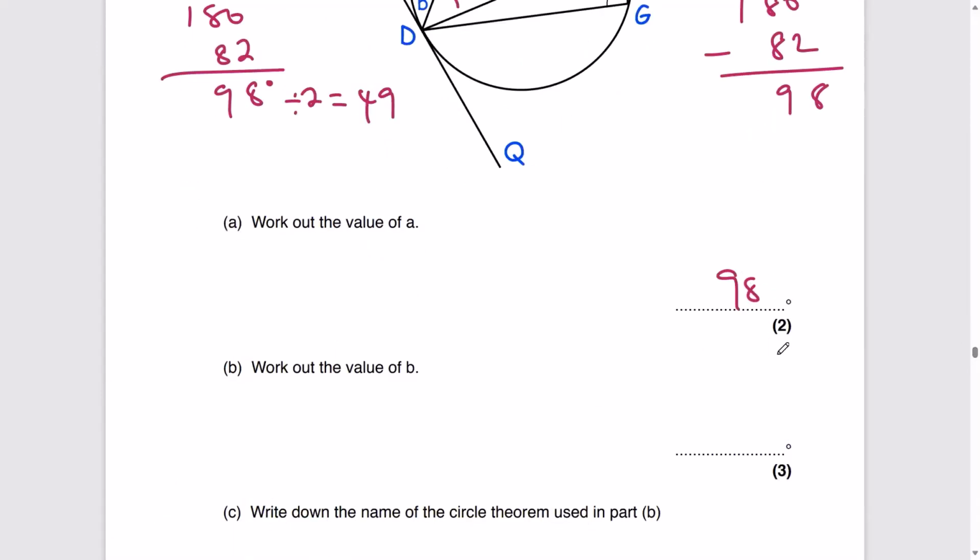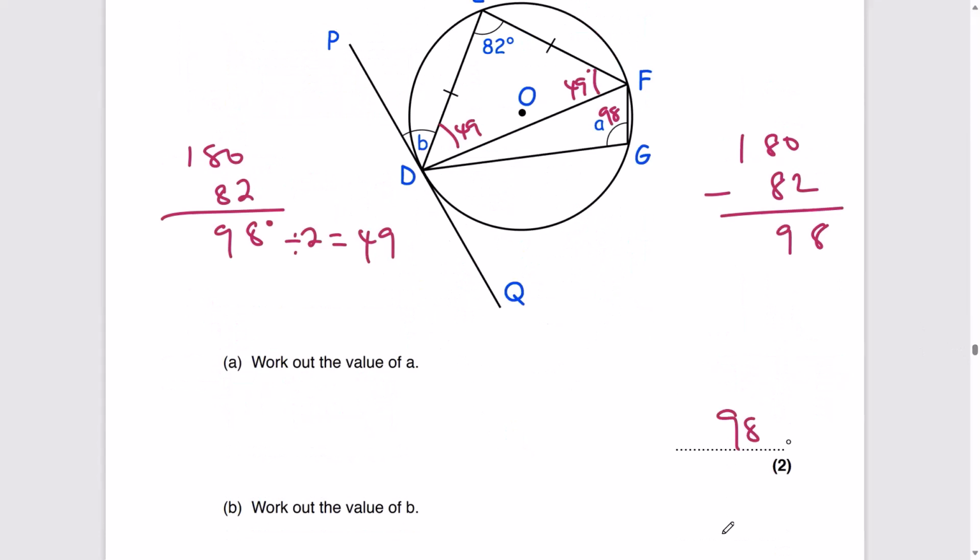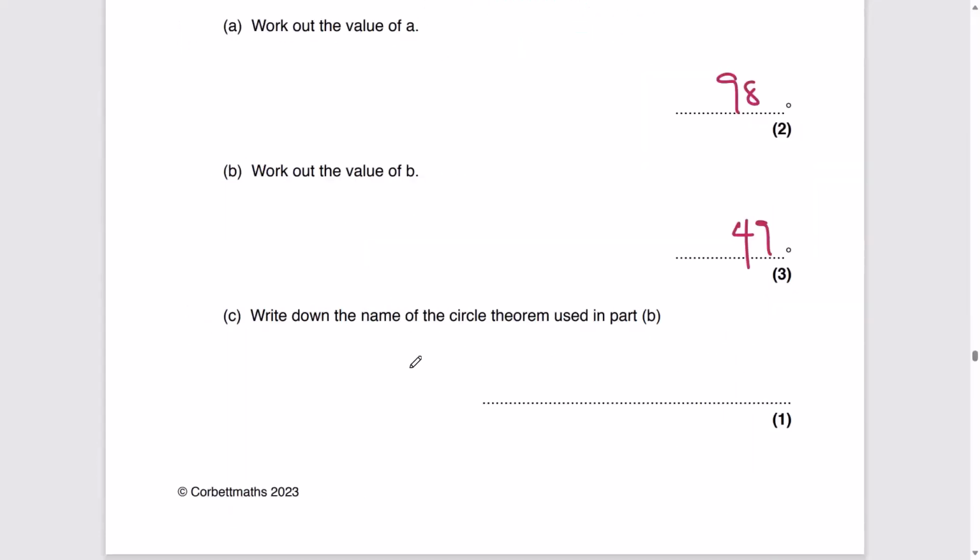And next, you work out the value of B. Now, B will be, well, let's put here's 98, okay? So to work out this angle B will be the same thing as 49. Alternate segments. This is the same as this angle here. So B is 49 degrees. What did you get?